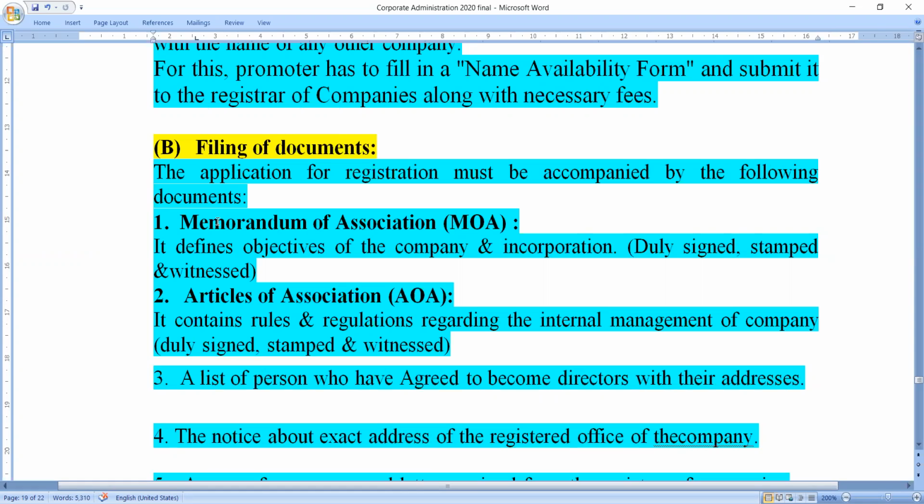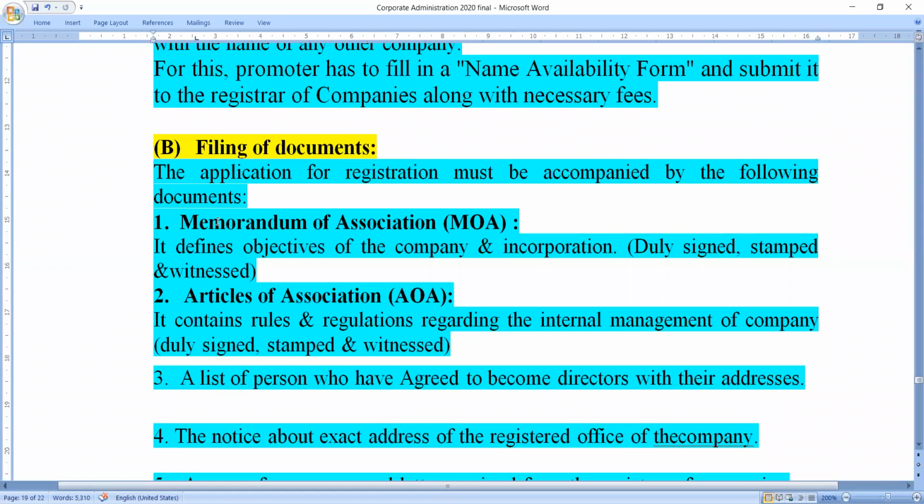So this is the first document, the memorandum of association. After this, the second one here is the articles of association, AOA. It is also asked for 2 marks. What is articles of association? It contains rules and regulations. What are the rules and regulations regarding the internal management of the company? It is also duly signed, stamped, and witnessed. It means articles of association contain the company's rules and regulations, the internal management rules and regulations.